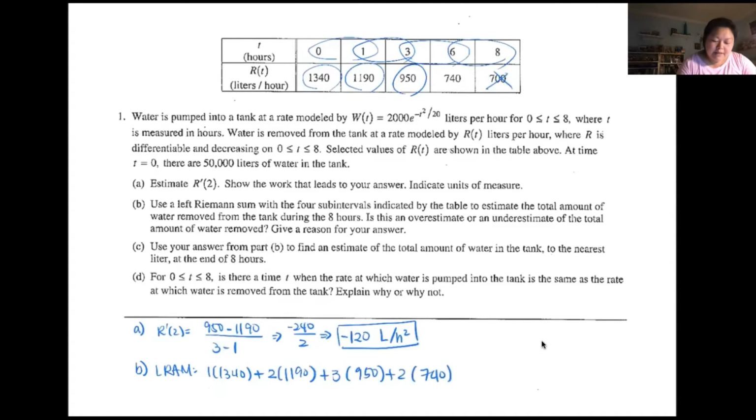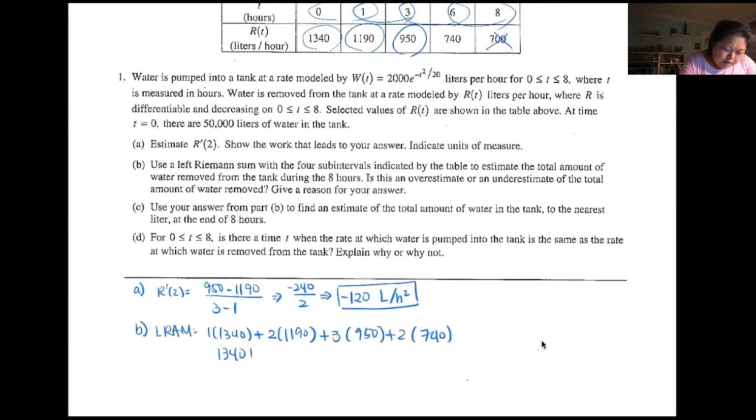So we're going to add all this up. I get 1340 plus 2380 plus 1950 plus 1480. Oh, whoops. I made a mistake. Sorry. No wonder that looks weird. That would be 3 times 950, which is 2850. Okay, add them all up. That's a total of 8,050 liters.